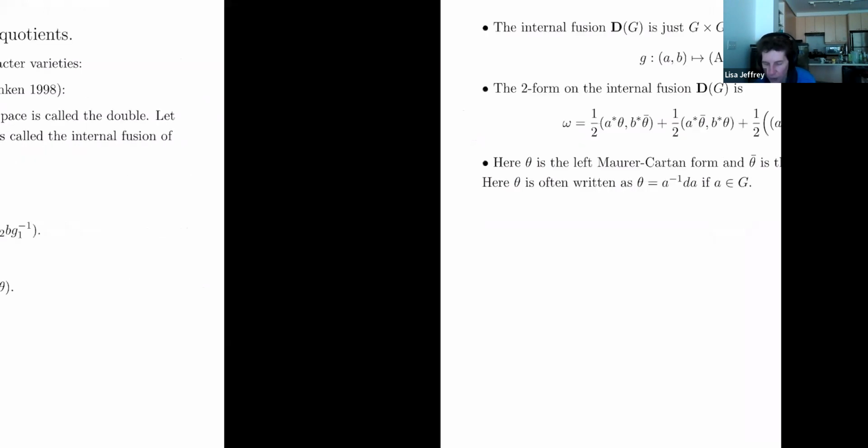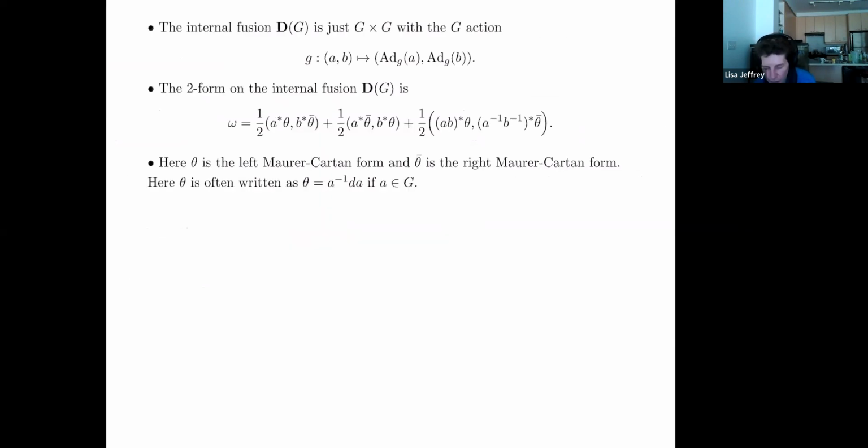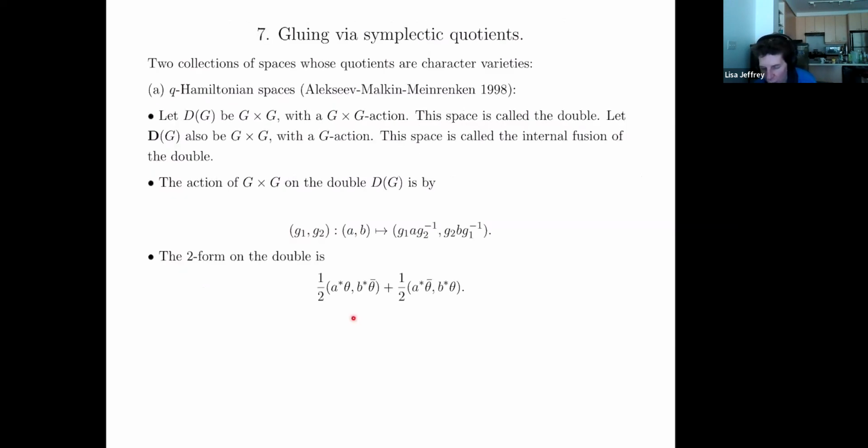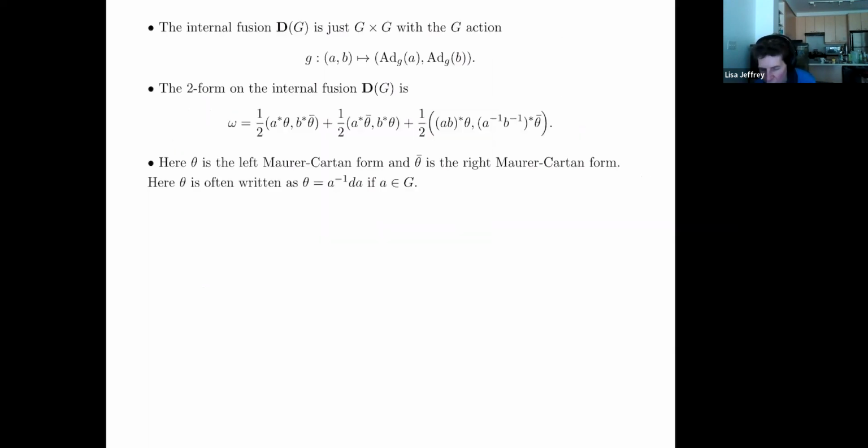So yes, this two form is for the double with the G cross G action, and this is the two form for the double with the G action only.